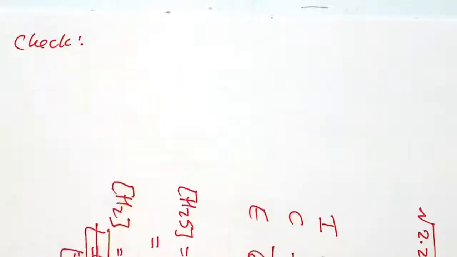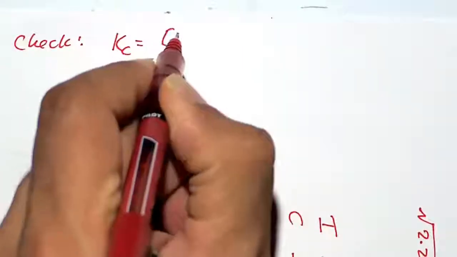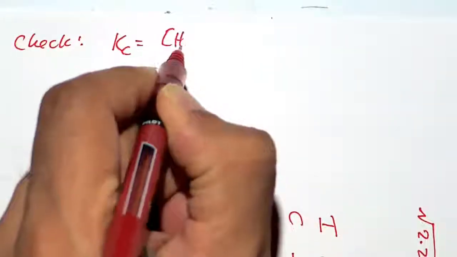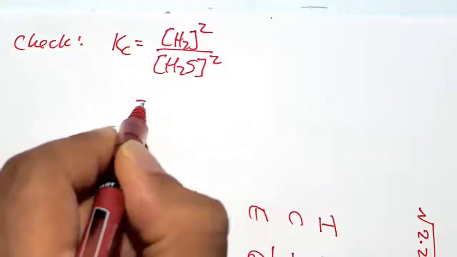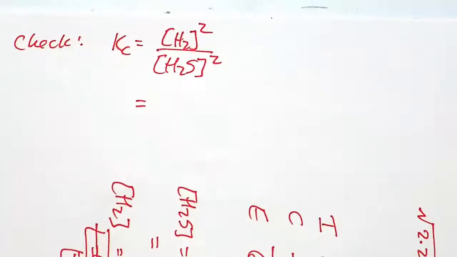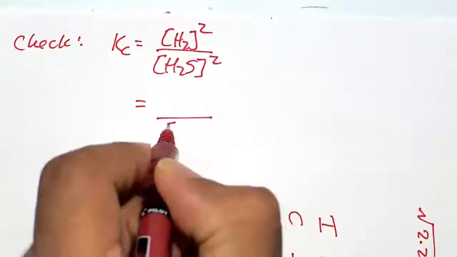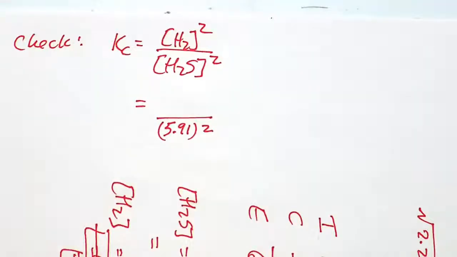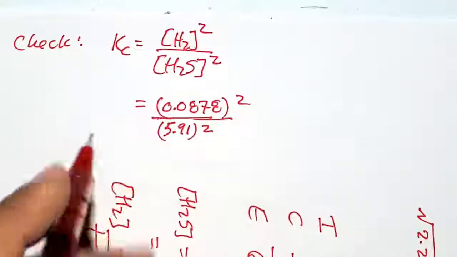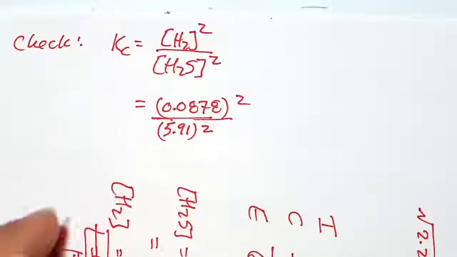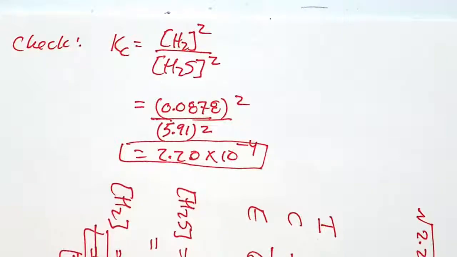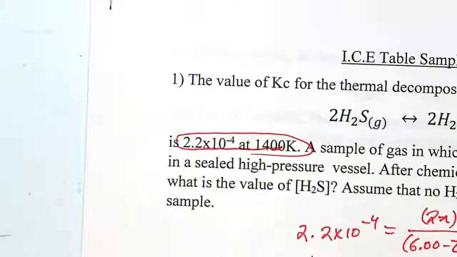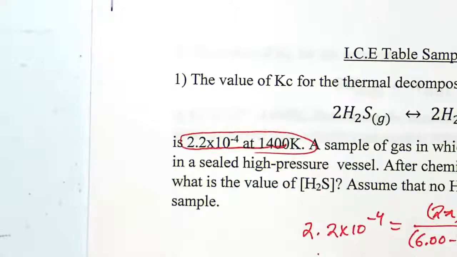We can do a double check. We know our equilibrium expression, Kc, is the concentration of H2 squared divided by the concentration of H2S squared. We have already calculated our equilibrium concentrations. So H2S we calculated to be 5.91, squared, and H2 at equilibrium we calculated to be 0.0878, squared. We plug these back into the equilibrium expression, and when we do that, we get a value of 2.2 times 10 to the minus 4, which matches the equilibrium constant that was given in this problem. So they match, and you know you have the equilibrium concentrations correct.